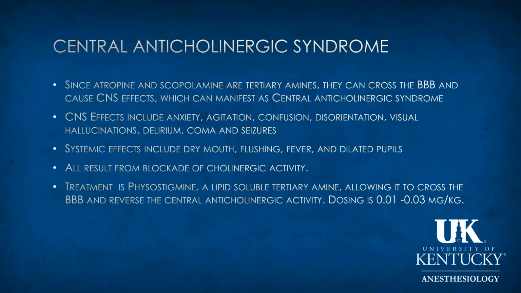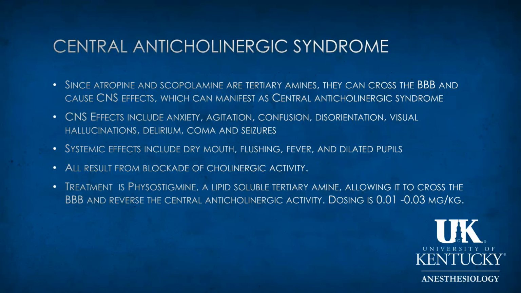The last topic we'll talk about in this short discussion is central anticholinergic syndrome. This happens since atropine and scopolamine are tertiary amines, they cross the blood-brain barrier and cause CNS effects, which can manifest as a central anticholinergic syndrome. CNS effects include anxiety, agitation, confusion, disorientation, visual hallucinations, delirium, coma, and seizures. Systemic effects of central anticholinergic syndrome include dry mouth, flushing, fever, and dilated pupils. All these effects result from blockade of the cholinergic activity.